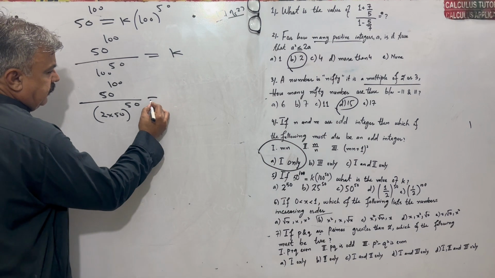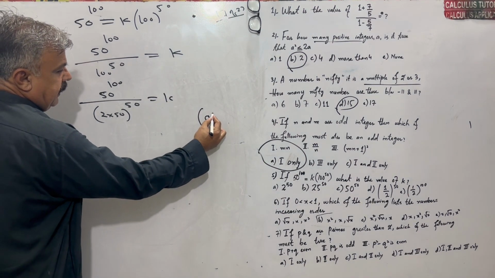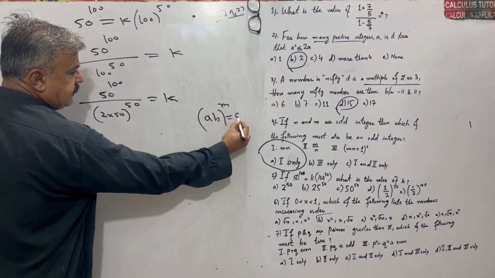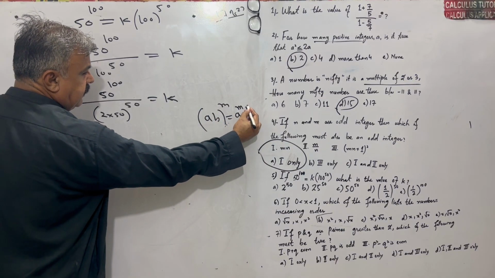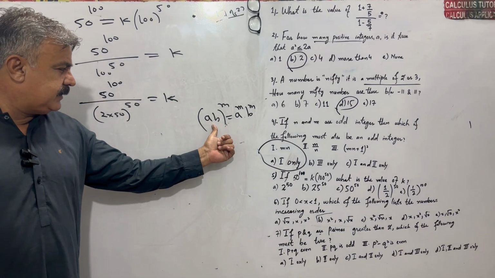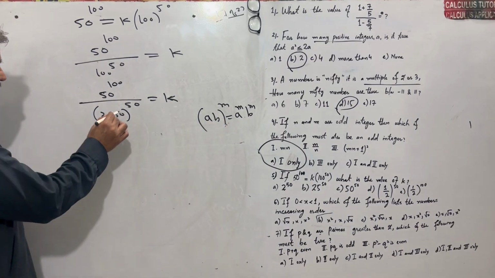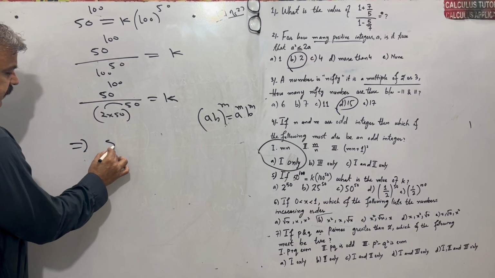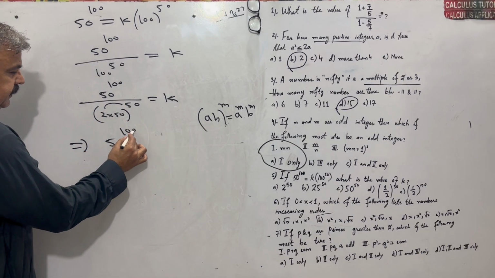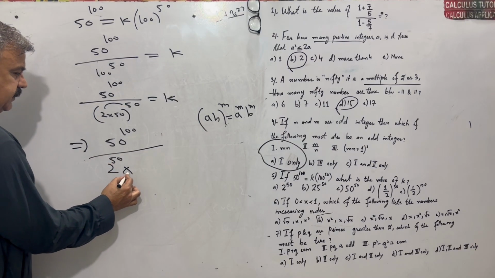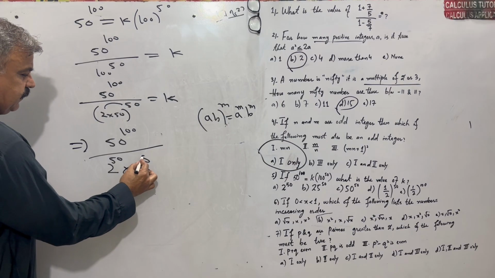By the exponent rule, (a times b) raised to m can be written as a raised to m times b raised to m. By the exponent rule, this one can be written like this. So I can distribute the power 50 to 2 as well as 50. I have 50 raised to 100 divided by 2 raised to 50 times 50 raised to 50.